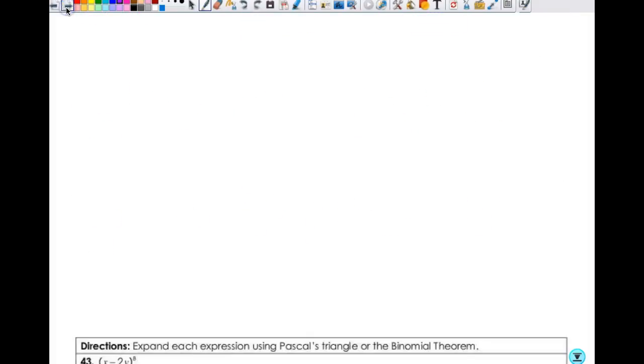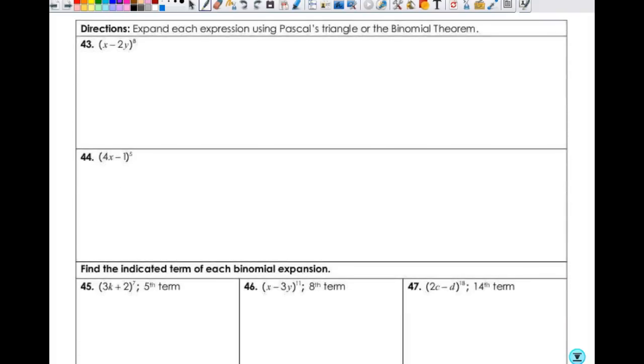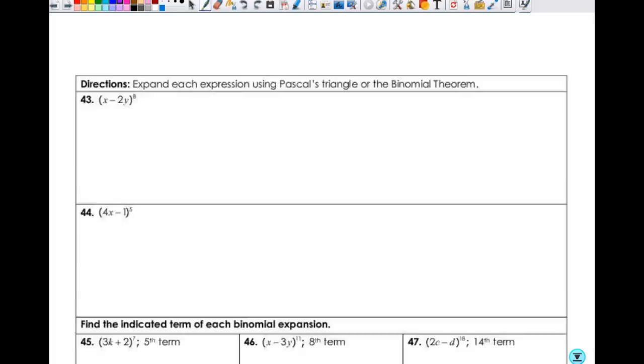All right, now, we're going to expand with Pascal. Okay, so we're going to expand each expression using Pascal's triangle or the binomial theorem. Okay, so with Pascal's triangle, you have to actually write the triangle out, which I guess you can do that if you want to, but the binomial theorem does make it a little bit easier. I mean, I guess that's a matter of opinion.